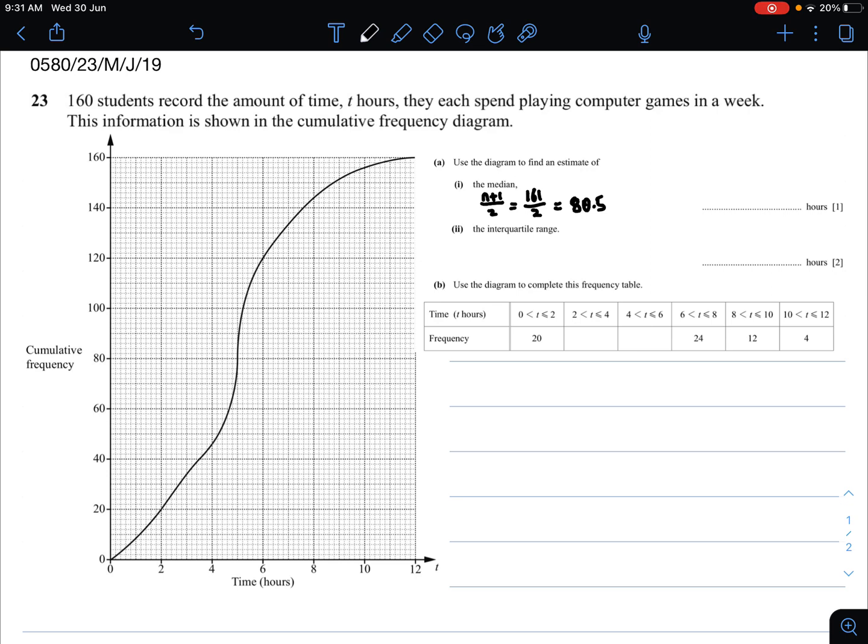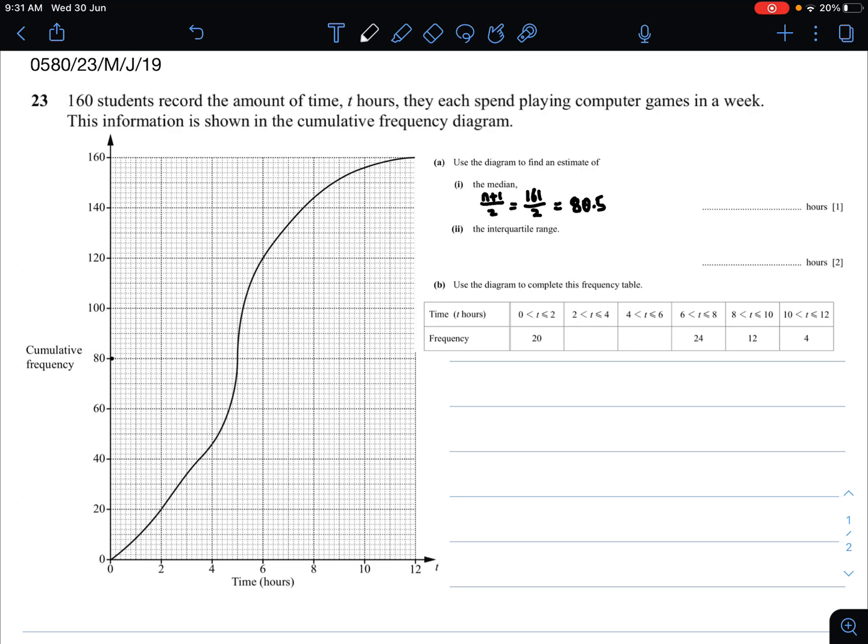Now since in this graph the scale is such that one small box, that is this, is equal to 2 units of the cumulative frequency, 0.5 would be really tough to find in this particular graph. That's why they've said to find an estimate. So we can use the 80th position as the estimate.